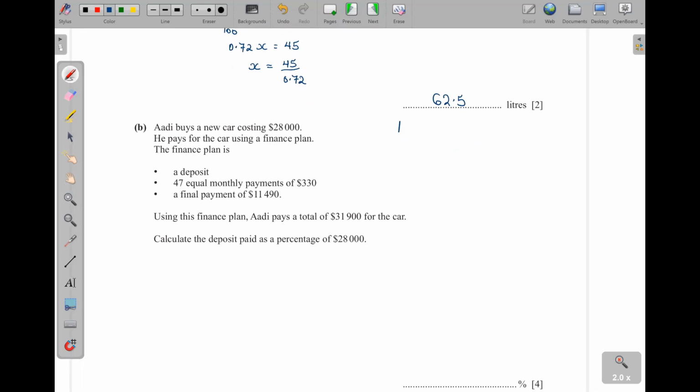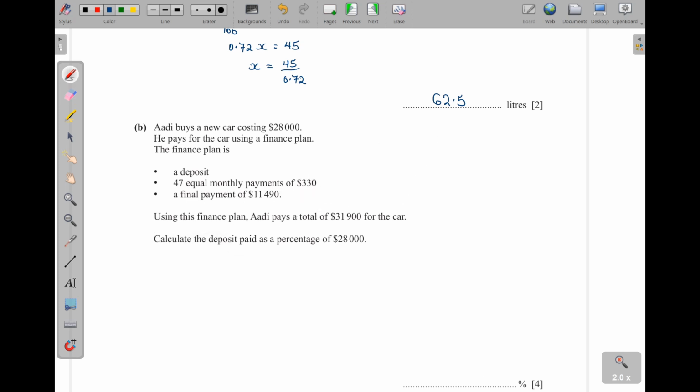Part B: Adi buys a new car costing $28,000. He pays for the car using a finance plan. The finance plan is a deposit, then 47 equal monthly payments of $330, then a final payment of $11,490. Using this finance plan, Adi pays a total of $31,900 for the car. Calculate the deposit paid as a percentage of the $28,000.